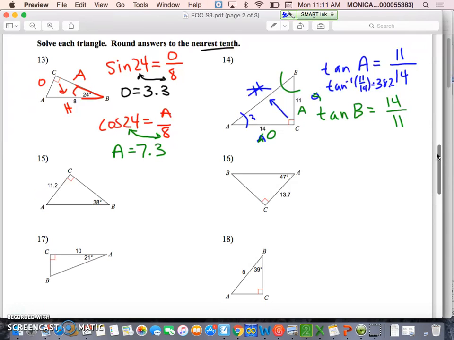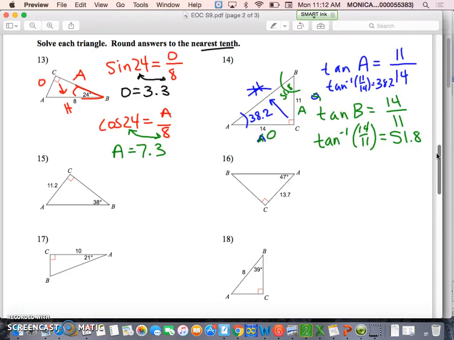So this is 38.2. And then if I do the same thing, second tangent, 14 divided by 11, you get 51.8. Tangent negative 1 of 14 over 11 equals 51.8. So this one here is 51.8. Now, if I don't trust myself, I can add all these angles up, and they should add up to 180 degrees. And that should be enough of a review to help you with Station 9.